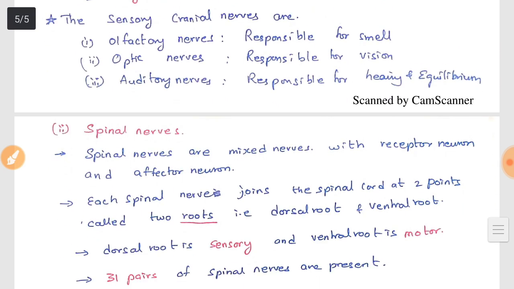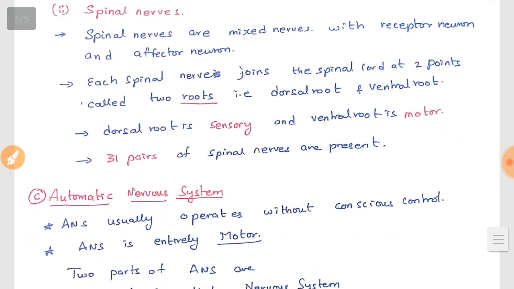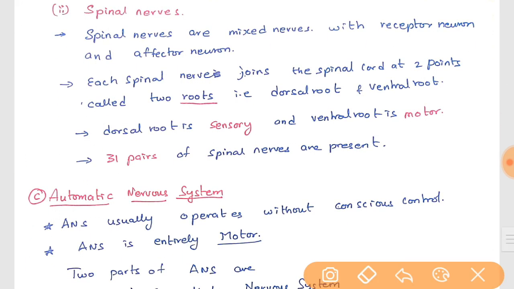Now if we come to spinal nerves, they are mixed nerves, friends, and they have receptor nerves as well as effector nerves, whereas the cranial nerves are only receptor nerves. They will collect the information and give that information to the brain. But spinal nerves will collect the information as well as command, friends.